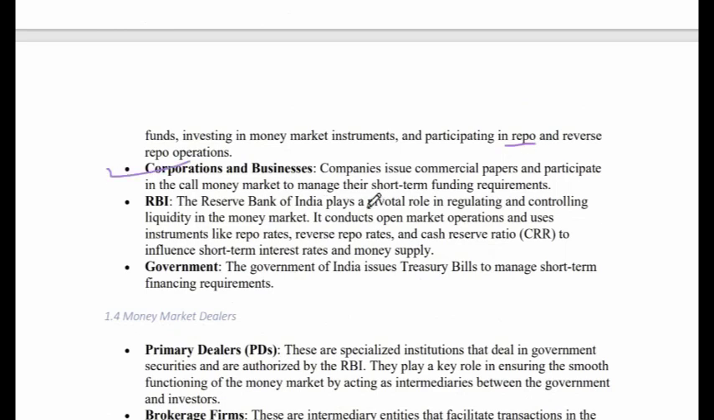Corporations and businesses. Companies issue commercial papers (CP) and participate in the call money market to manage their short-term funding requirements. RBI plays a pivotal role in regulating and controlling liquidity in the money market. It conducts open market operations and uses instruments like repo rates, reverse repo rates, and CRR, cash reserve ratio, to influence short-term interest rates and money supply. Government. The Indian government also issues treasury bills to manage short-term financing requirements.